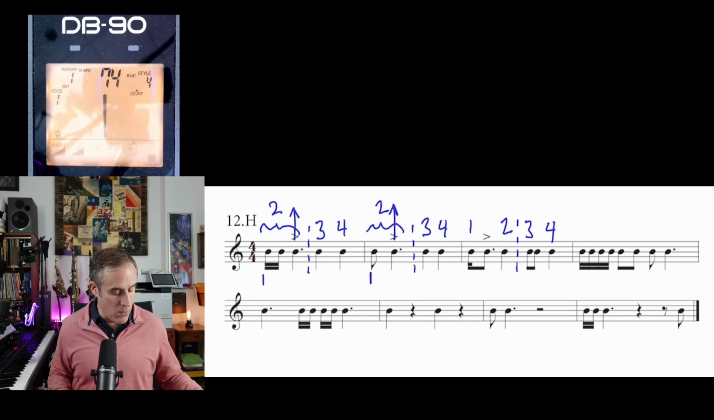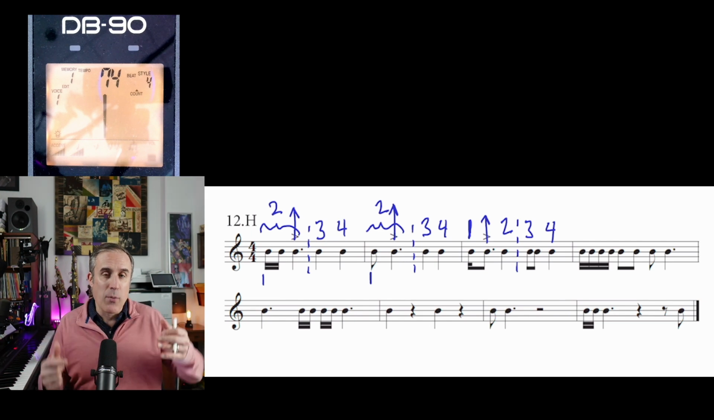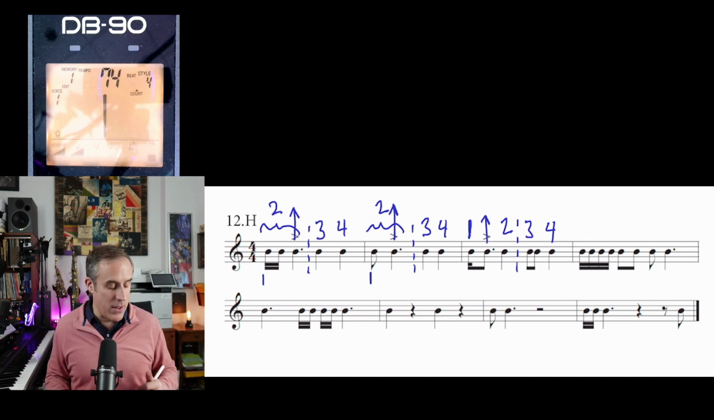Now going back to beat 1, we know this 16th note is going to come in on beat 1. This dotted 8th note is going to be the second 16th note, Tik-A, and we're going to hold that full value up until that quarter note on beat 2. Okay, moving on to measure 4.